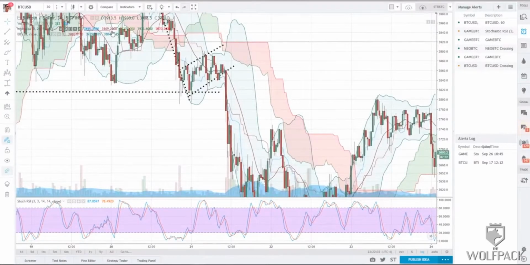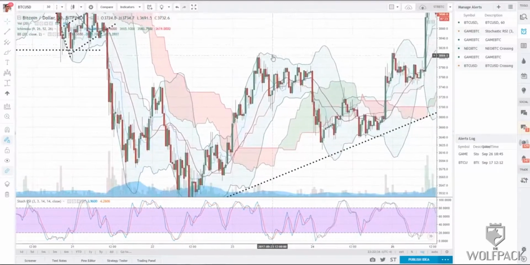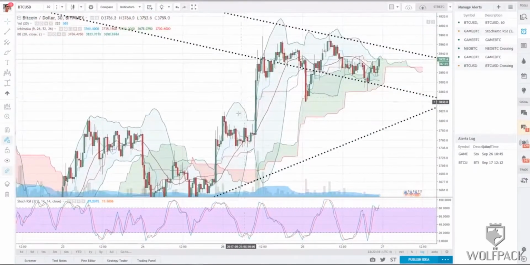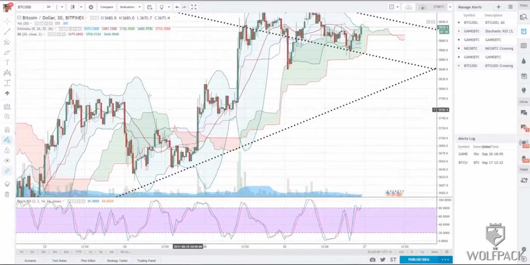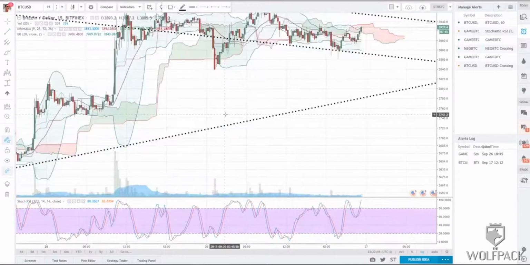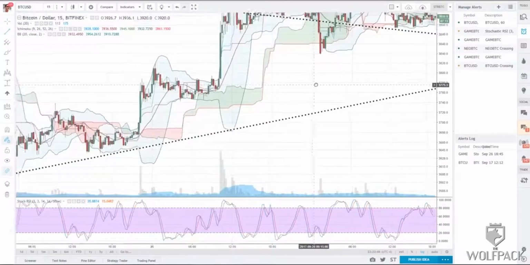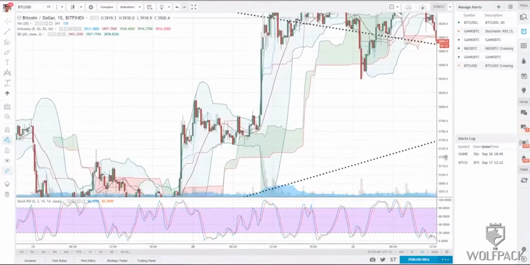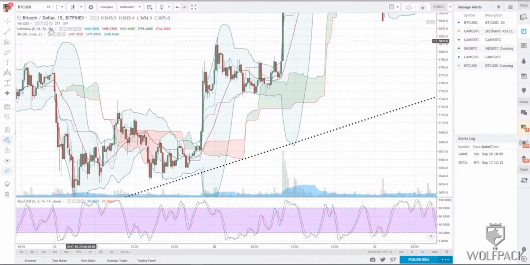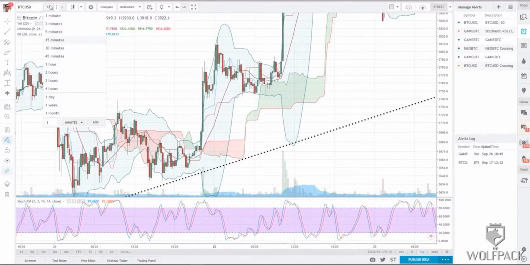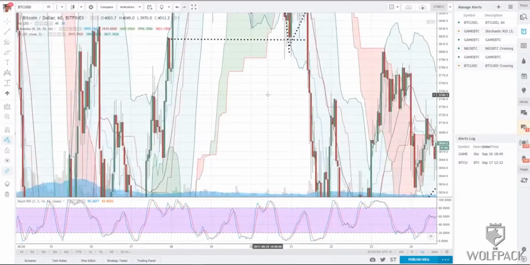For the other continuation patterns, we've got the pennant. We have, boom, perfect, right here, there's a bullish pennant. Let's go into the 15 minutes so you can see it clearer. It's an ugly pennant now in the 15 minute. Let's do 1 hour.